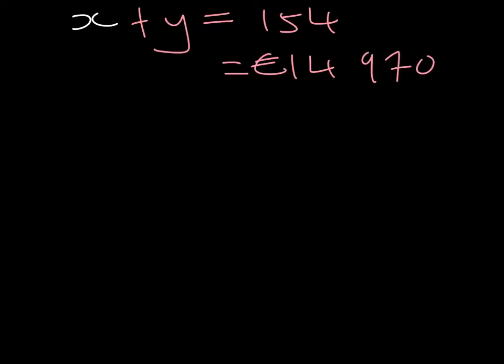14,970 euros must have come from selling X tickets to business class passengers, who each paid 320 euros. So we sold X business class tickets at 320 euros, and similarly we sold Y economy class tickets at 85 euros. So 320 times the number of business class passengers plus 85 multiplied by the number of economy class passengers will give us the total sales, which is equal to 14,970.